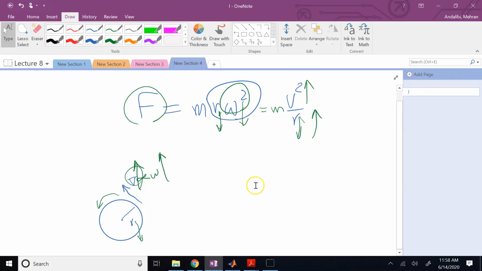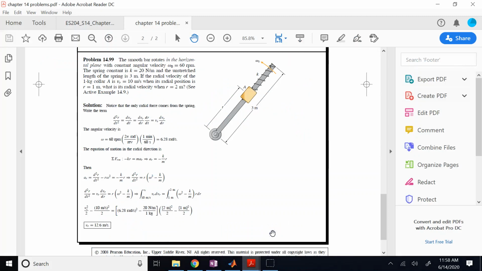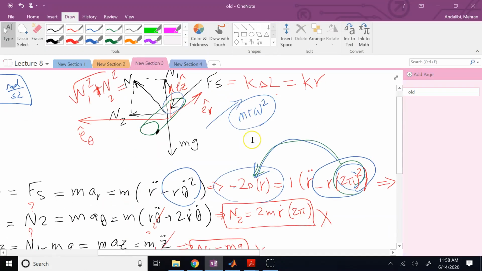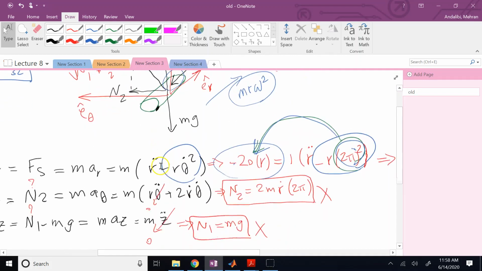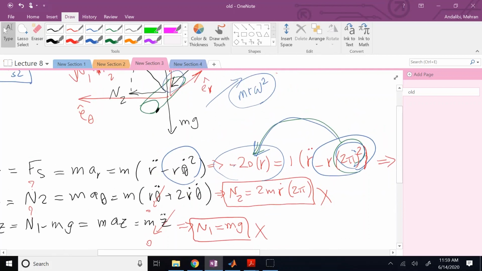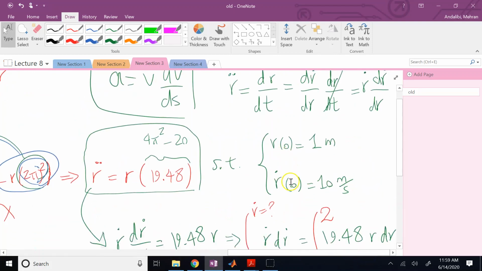Yeah? So what does it mean about this case here? What do you think? Let me go back to this equation. Maybe I'm just making it too complicated. I don't know. Let me go up here and find the differential equation.